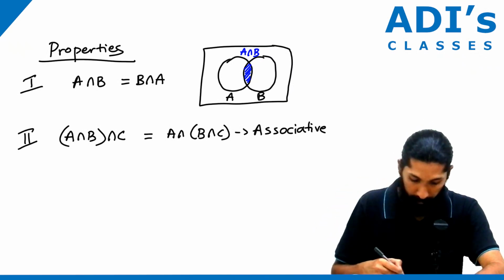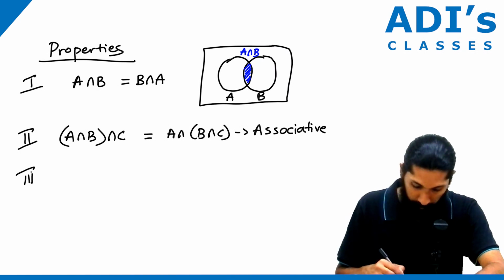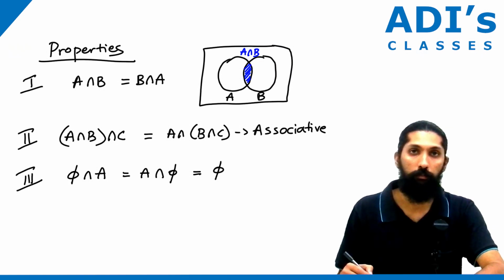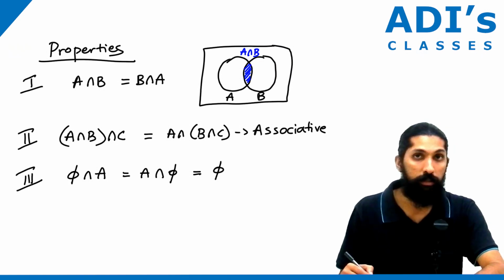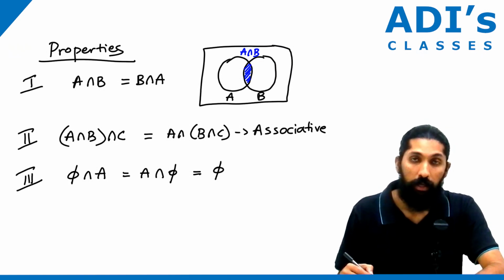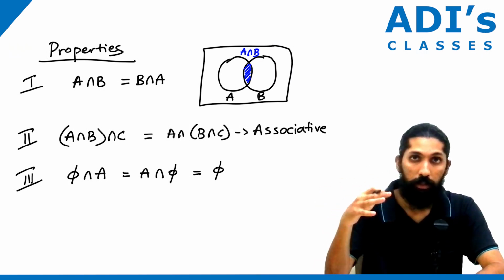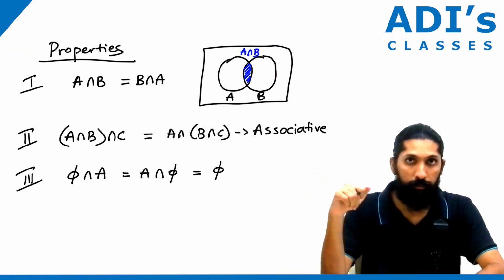The third property is with respect to the null set. Suppose you have phi intersection A or A intersection phi, this is going to be phi. The null set has nothing, it's an empty set. Whenever we take the intersection of an empty set and a set, the result is going to be phi itself.